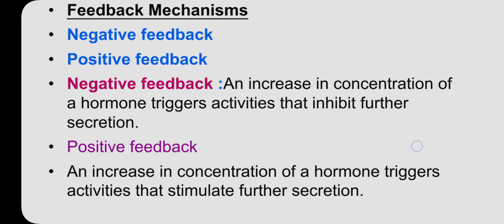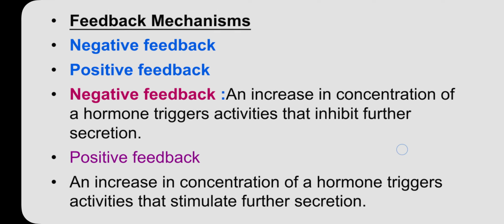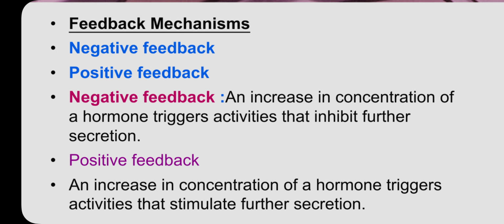In negative feedback, an increase in the concentration of a hormone triggers activities that inhibit further secretion. Suppose one hormone is increased; because of its increase, it triggers activities that inhibit further secretion. Whenever there is an increase in the amount, there will automatically be suppression. This is called negative feedback, because the increase in concentration exerts a negative impact on the further release of the hormones.